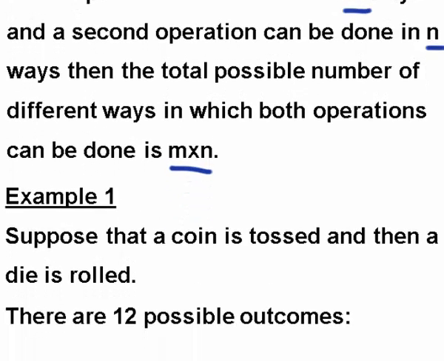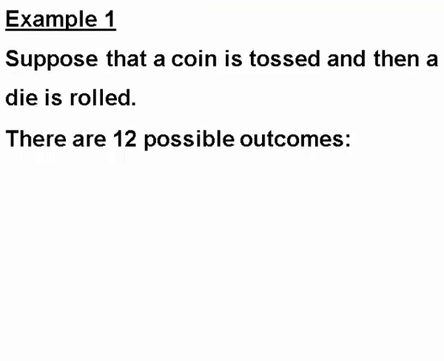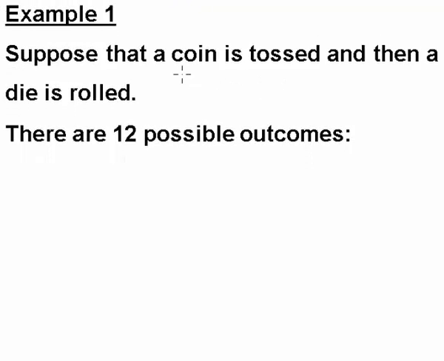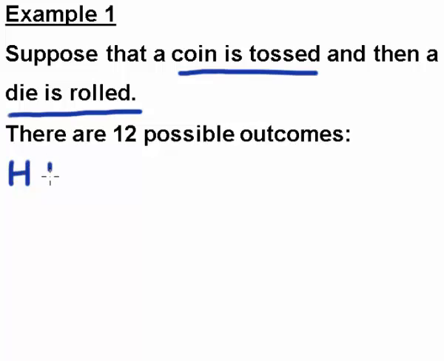Okay, it's 2 operations. The one operation will be that a coin is tossed, and then a die is rolled. Now, watch this. There's 12 possible outcomes. We could get a head on the coin, followed by 1 on the die. We could get a head first and then followed by the number 2 on the die.